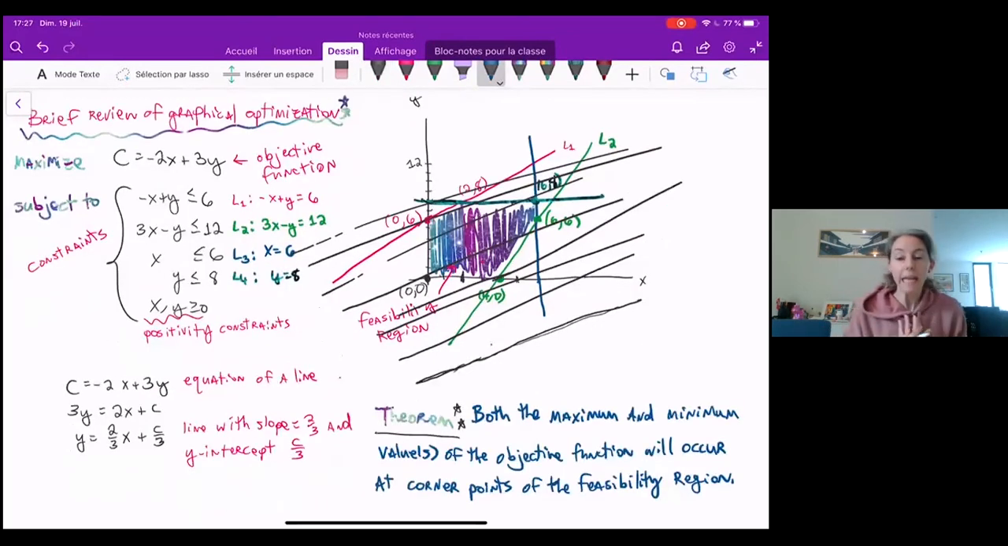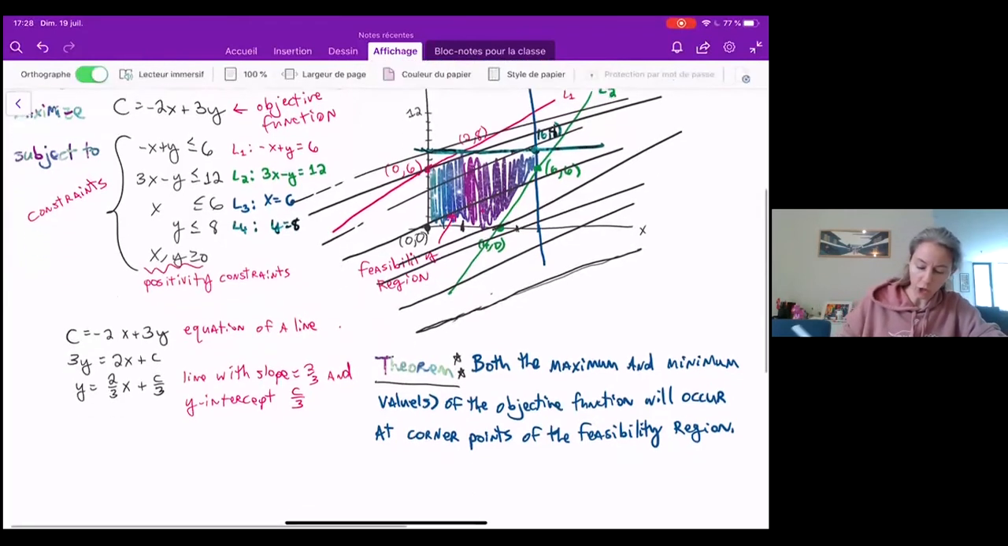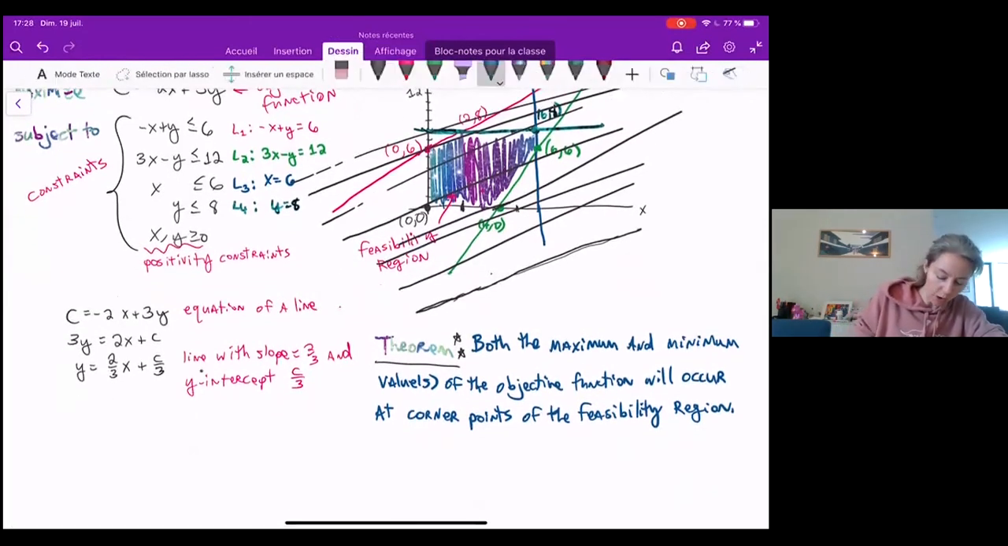Okay, and so if the maximum and minimum are occurring at corner points of this region, then all we really need to do to figure out where the maximum and minimum is, we don't have to draw the region and look at that line floating out. We can just check the value of C at each of the corner points. So in other words, we can make a little chart down here where we ask: what are my corner points, and what is the value of C equals negative 2x plus 3y at those corner points?